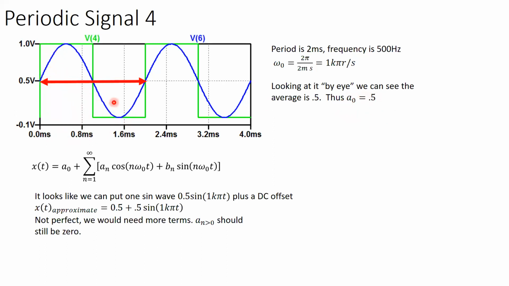And I can put in one sine wave. If I add a half to a half times a sine wave at a kiloradian times t, I get this blue line as an estimate. I would just need more terms to represent that square wave. But here's the thing, that fundamental frequency is the most important frequency to our project.